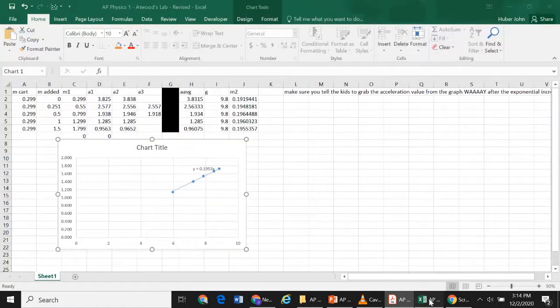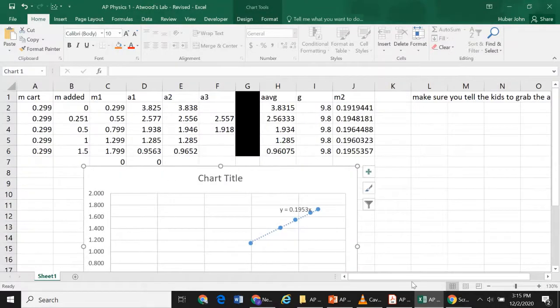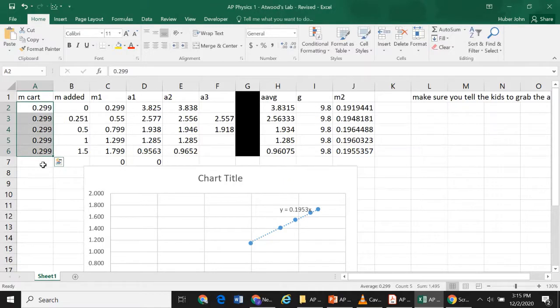And so I did this experiment a few years ago, and so I actually have the data still saved on my computer. And so notice here, the mass of the cart that I was using was 299 grams, or 0.299 kilograms. Notice none of my stuff is labeled great because I just was trying to do this quickly. And the mass of my hanging mass, which I was trying to find, was 200 grams, or 0.200 kilograms.